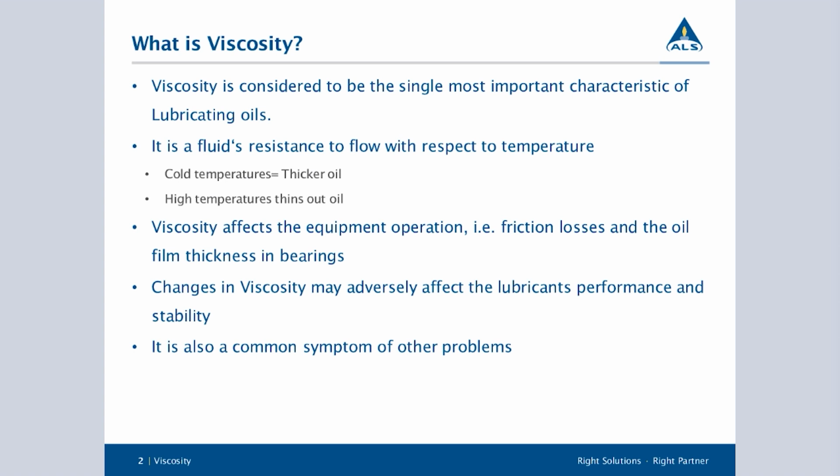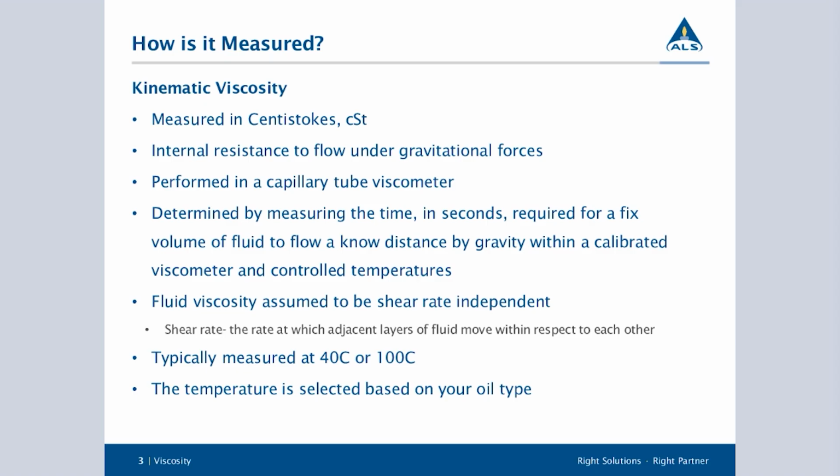All that's important when we start to look at viscosity as a whole, and we start to look at analysis. As changes in viscosity occur, it starts to affect your lubricant performance and stability. If you have a contamination that is changing your viscosity grade or your oil type, making it either thinner or thicker, you start to see that in how it works with reducing friction and creating that film barrier. So it is also a common symptom of other problems. We'll get a little further into that later on, but that's just a basic overview of what we're getting at.